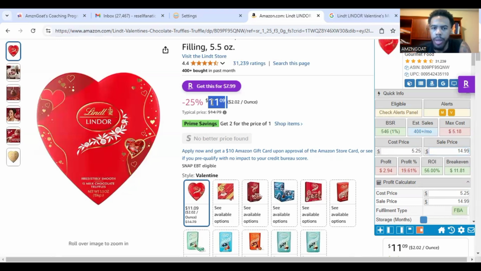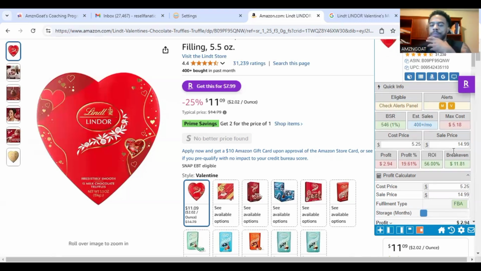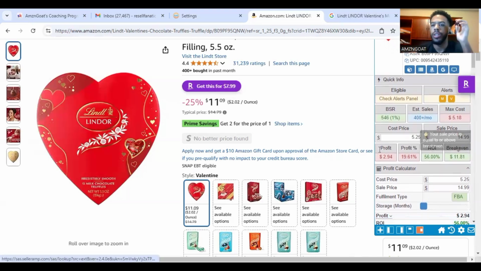It does look like the current buy box is 1109, but this is purely for example purposes. This isn't a product that I would buy and sell myself or recommend you go out and buy to resell. But yeah, we see all of the quick info right here. This is going to basically tell us, bam, is the product moving here with the estimated monthly sales? Am I profiting from the product? And do I have a good enough ROI?